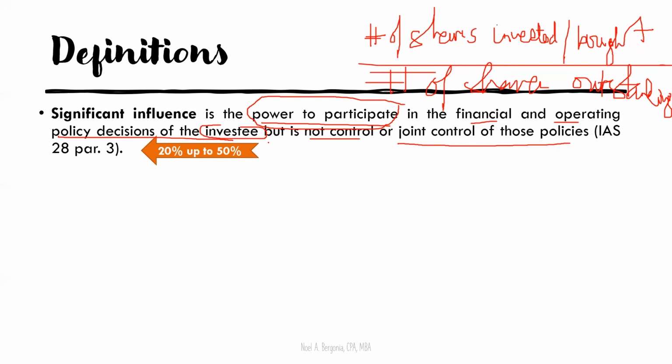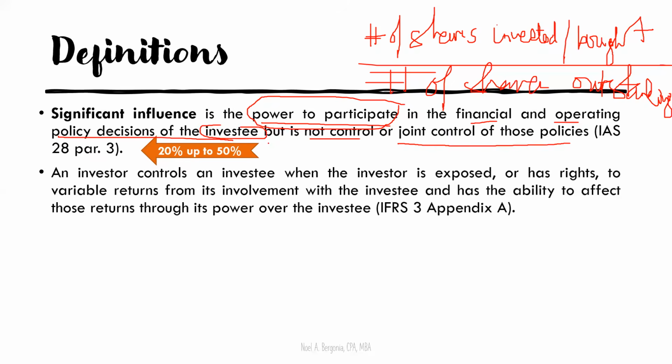On the other hand, pag sinabi kasi nating control, kaya hindi po sila similar with significant influence, is defined under IFRS number 3 naman. Okay, ano yung IFRS number 3? That's actually the accounting standard for business combination.